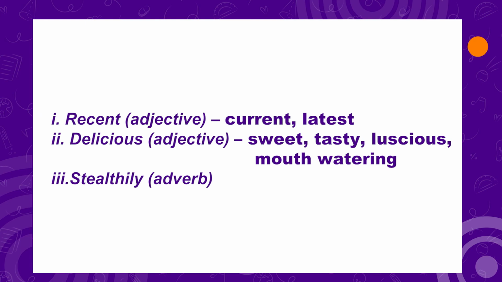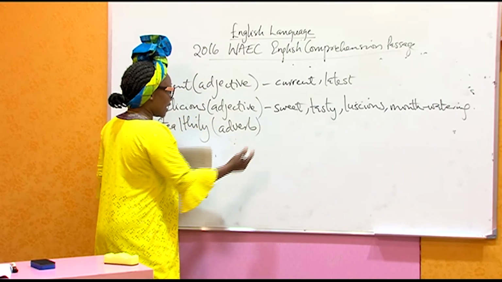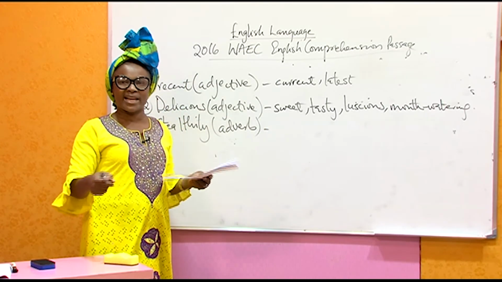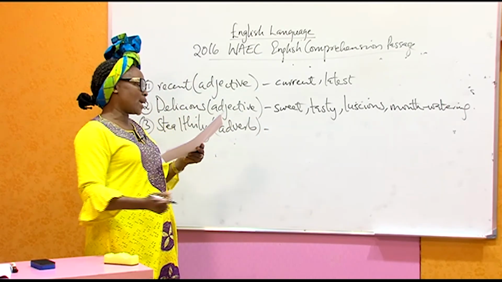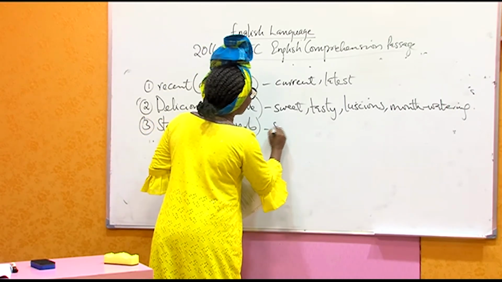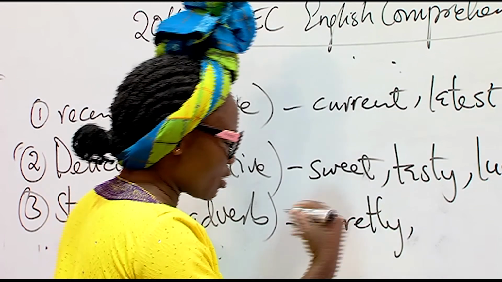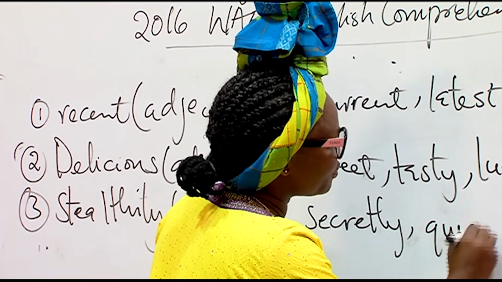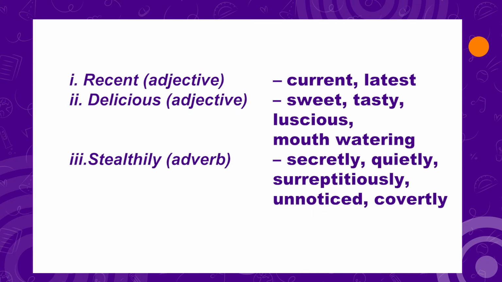Then we have the next one, steadily. Steadily here is an adverb. Remember that most words that end with L-Y are always adverbs. Then you replace it with another adverb that means the same and that can also fit into the sentence it is lifted from. So we're going to use secretly. Secretly is a good one. Then we'll look at quietly, then unnoticed. We'll also look at covertly. Any of these can serve as an option.